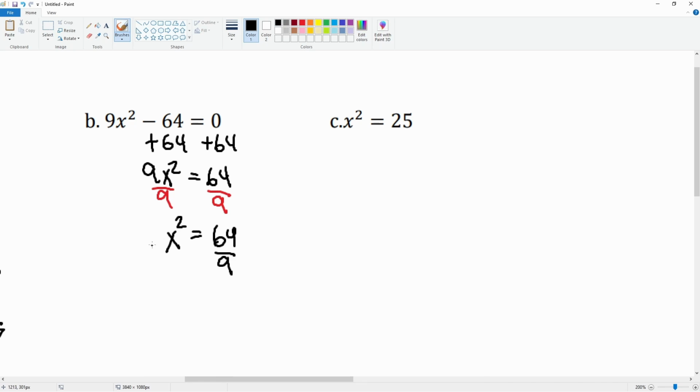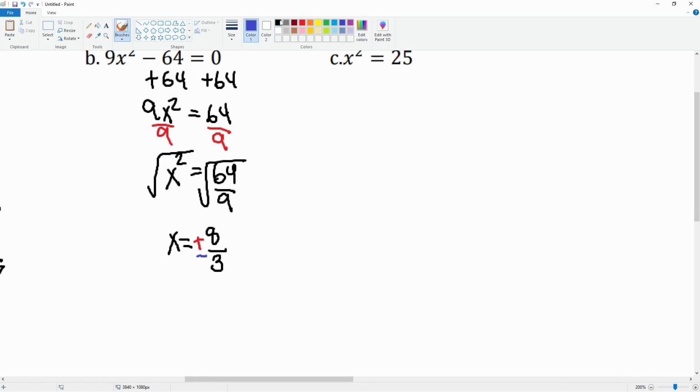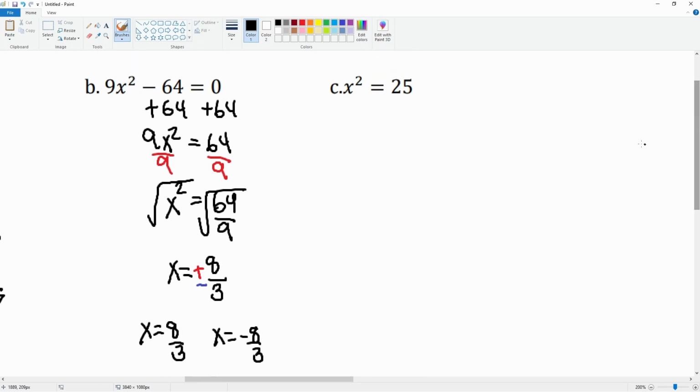I can now square root both sides. So I get x is equal to, what is the square root of 64? Well, it's 8. What's the square root of 9? 3. But remember, the answer is plus and minus. So your two solutions are x is equal to 8 over 3 and x is equal to -8 over 3. Same way of doing it.